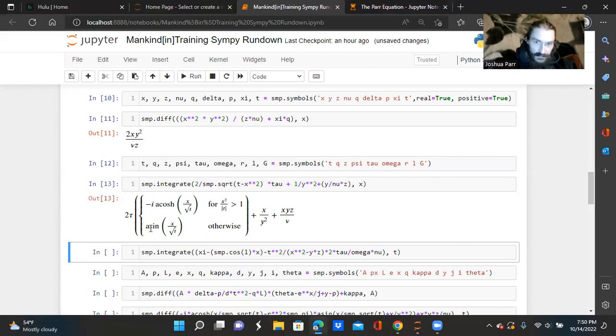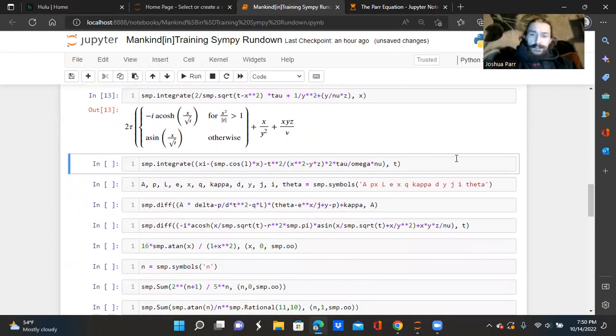And it came up with, now I did not specify that they were real and positive. So now when you don't specify, it's going to give you a variety of answers. This could be a solution or this could be a solution. So we got 2 tau, negative i, a cosh, and then x over the square root of t, and then a sine x over the square root of t for x squared over the absolute value of t being greater than L. Otherwise, it will be x over y squared plus x by z over nu.